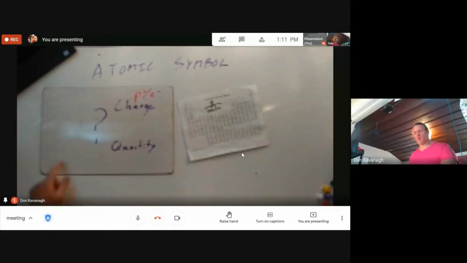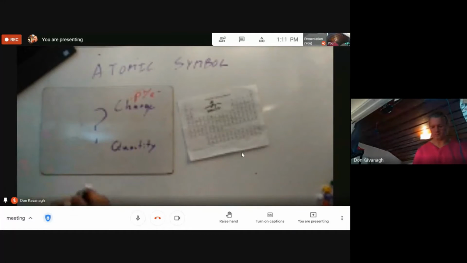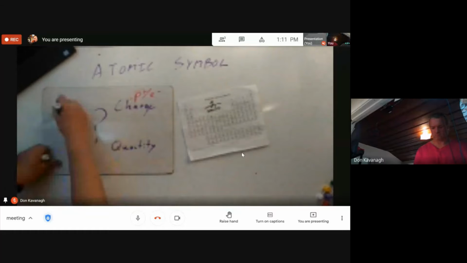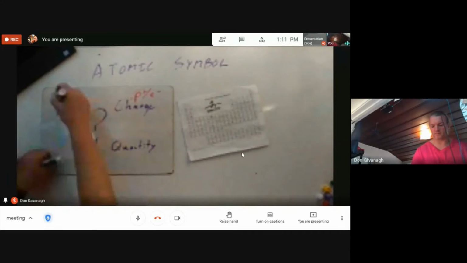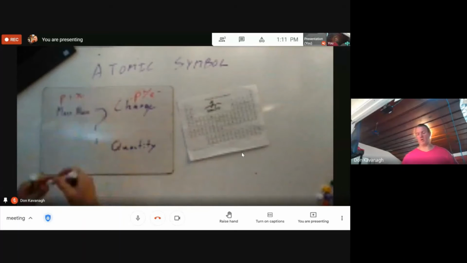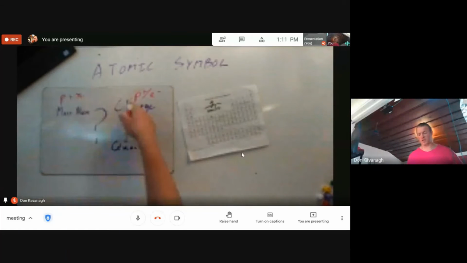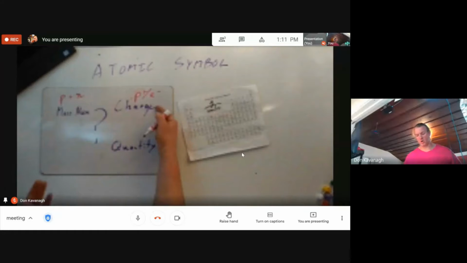In the upper left-hand corner is the mass number. The math is real simple. It is the protons plus the neutrons. Note it is always a whole number. These are always whole numbers for Gen Chem purposes. If you get to OChem or upper-level chemistry, you can see fractions or decimals here. But in Gen Chem, these are whole numbers: the charge, the quantity, the mass number.